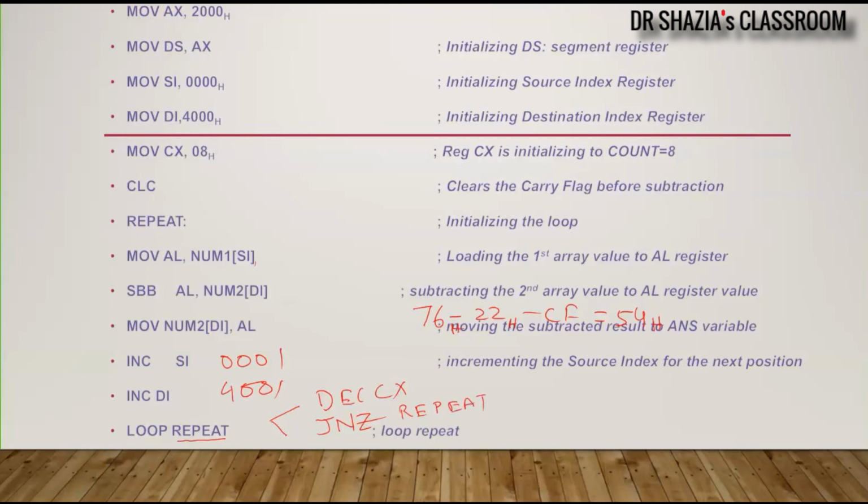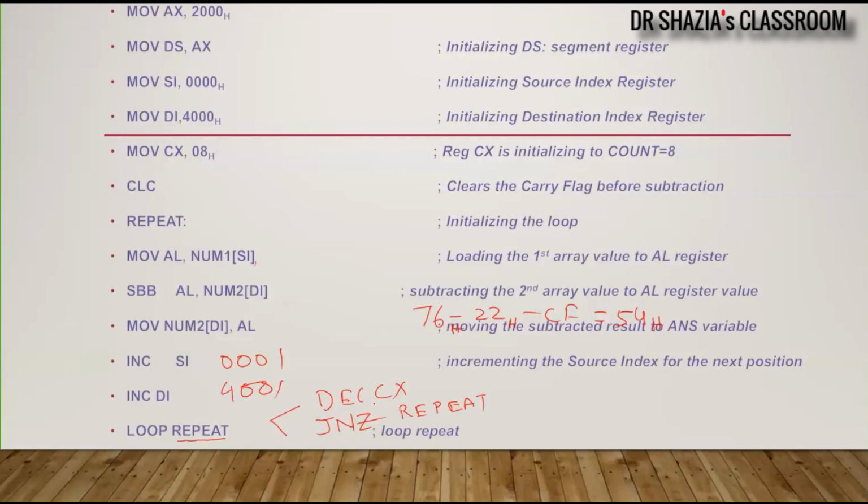So the loop instruction actually executes two instructions. It will by default decrease the content of the CX register. So I have used CX as a counter. Initially the count value was 8. I have completed one subtraction. So I will decrease CX by 1.